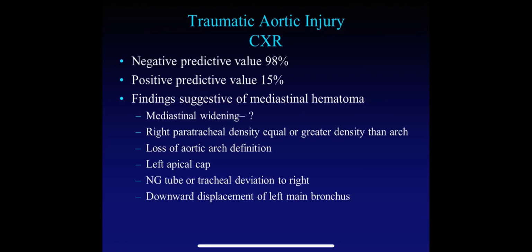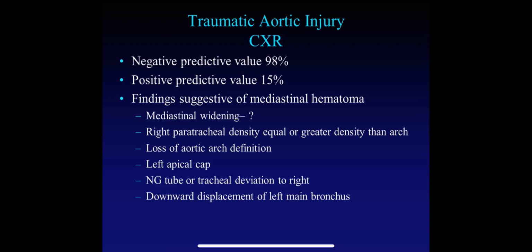Traumatic aortic injury is the most critical diagnosis in the blunt thoracic trauma patient. The chest radiograph still is often the first imaging study obtained in the trauma patient. In most cases, a negative chest X-ray excludes aortic injury with a negative predictive value of 98%. However, positive predictive value is quite low.